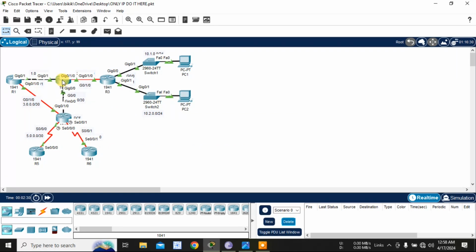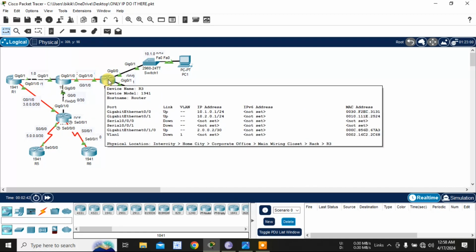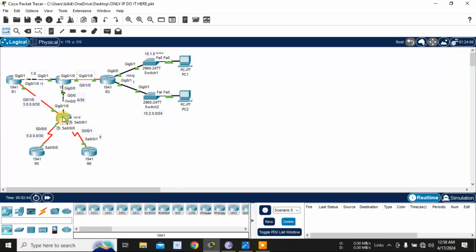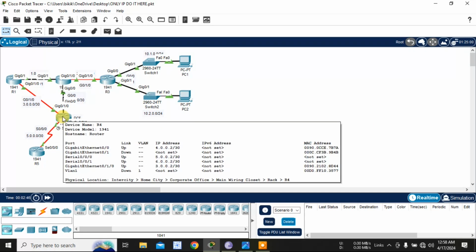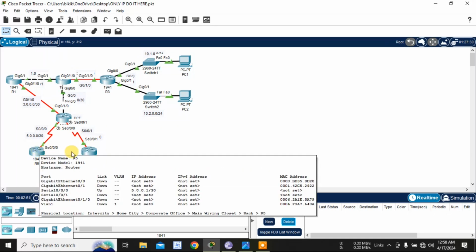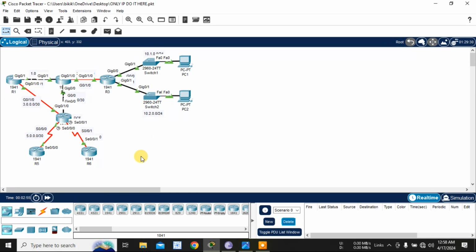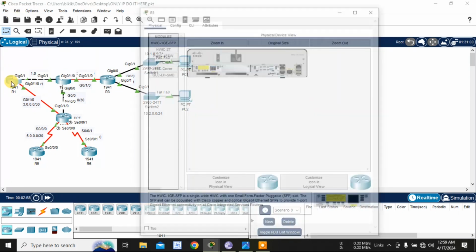Similarly, here three interfaces are there, and in these three interfaces the IP is present. Here also three interfaces have IPs. Here four interfaces are there, four IPs are present. Here one IP, here another one IP. So I have only provided the IP addresses. Now I'll do Routing Information Protocol.